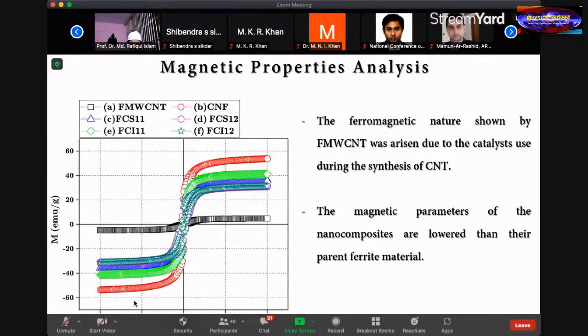Now, as we study the magnetic properties, the hysteresis curve for functionalized CNT indicates that the nanotube possesses ferromagnetic nature, with saturation magnetization, remnant magnetization, and porosity present there, as you can see in the black one. This ferromagnetic nature originated from the metal catalyst used for CNT synthesis. The magnetic nature of the ferrite nanoparticles demonstrated the highest saturation magnetization and remnant magnetization among all the samples. All the magnetic parameters are tabulated in this table.